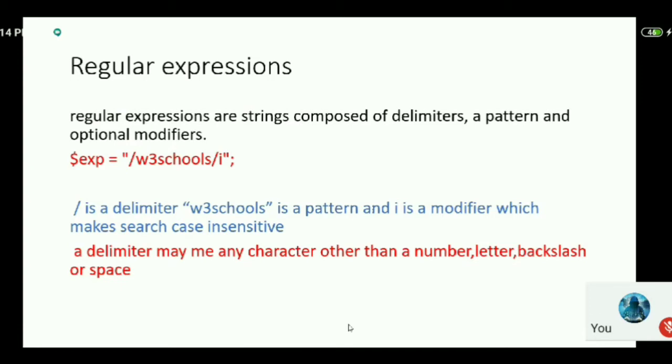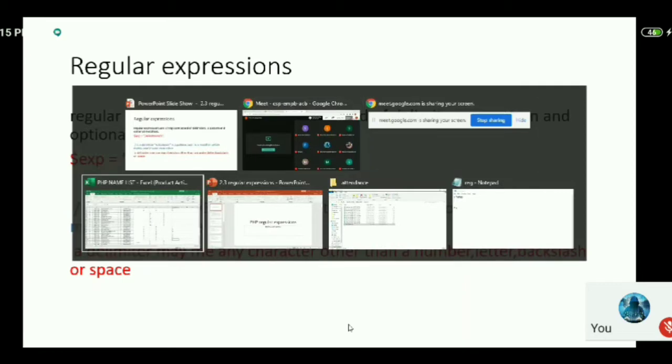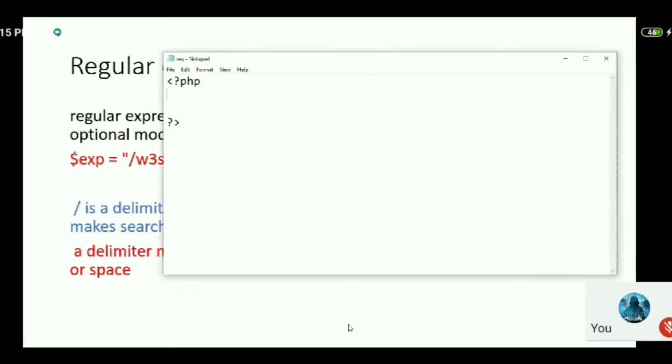It does not mean that you have to only use slash as a delimiter. You can use anything, except a letter or number or a backslash or space. Even you can use hash as your delimiter here. But we'll be using slash as a delimiter here. Now, if you want to type a delimiter, it's not like this.